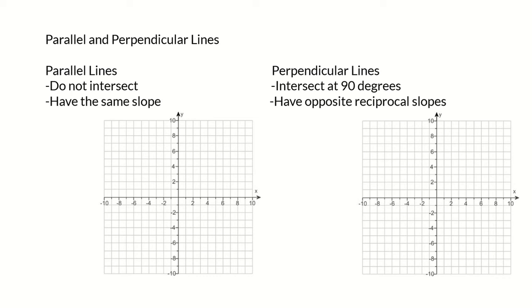Parallel lines are those lines that do not intersect, and from the equations they have the same slope. Perpendicular lines intersect at 90 degrees and they're going to have opposite reciprocal slopes. So we'll do an example of each and graph them to see this.